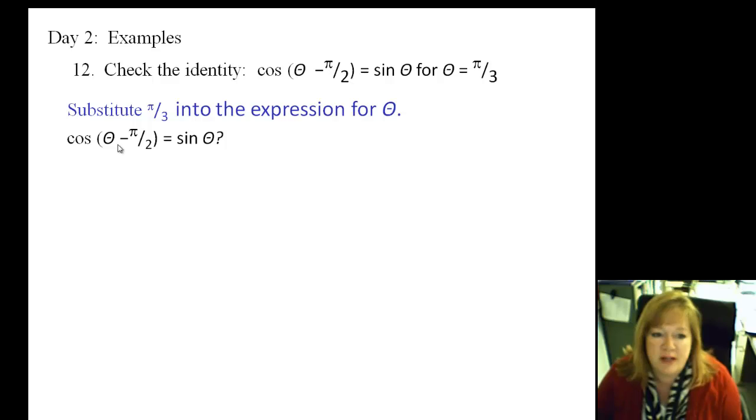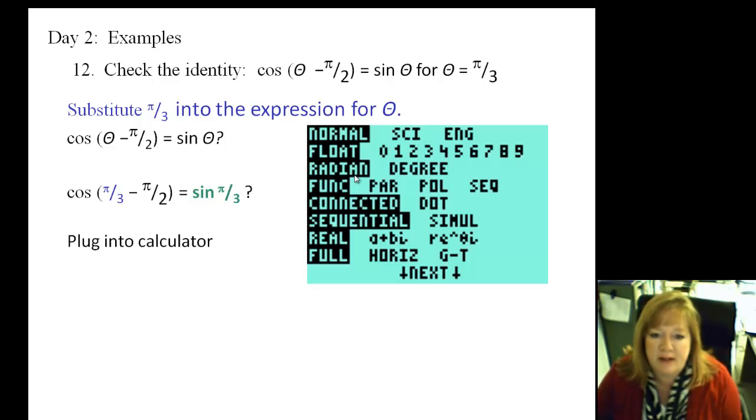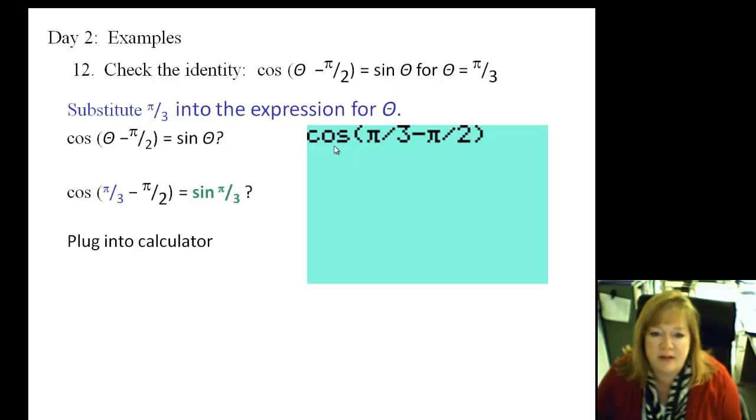So does this equal this? Well, we're going to put in pi over 3 for the theta. Notice the theta changed to pi over 3 on this side too, and then we just input that into our calculator. Make sure that you're in radian mode. So go to the mode button, make sure you're in radian mode, and then type in cosine of pi over 3 minus pi over 2, just like that.